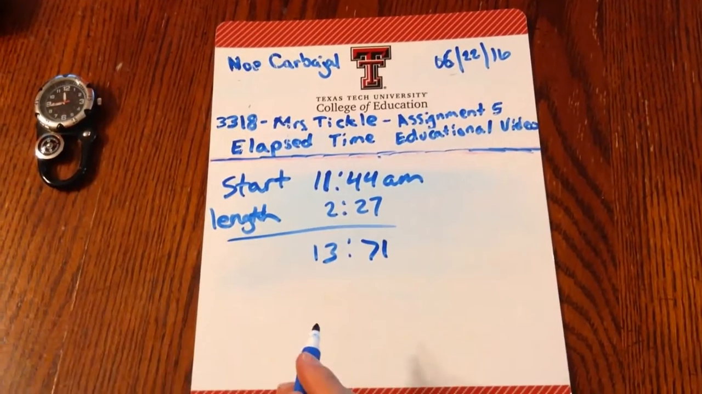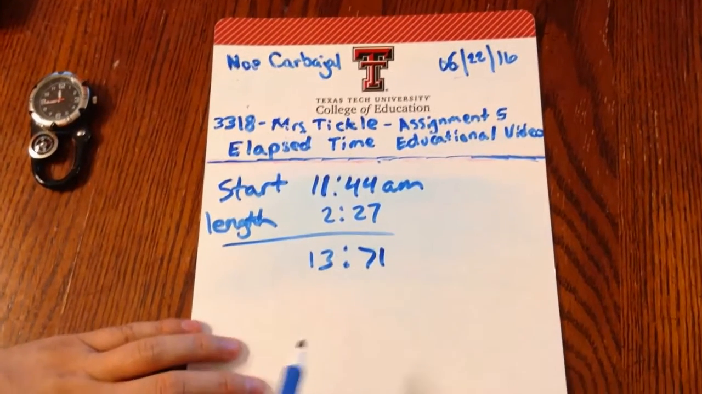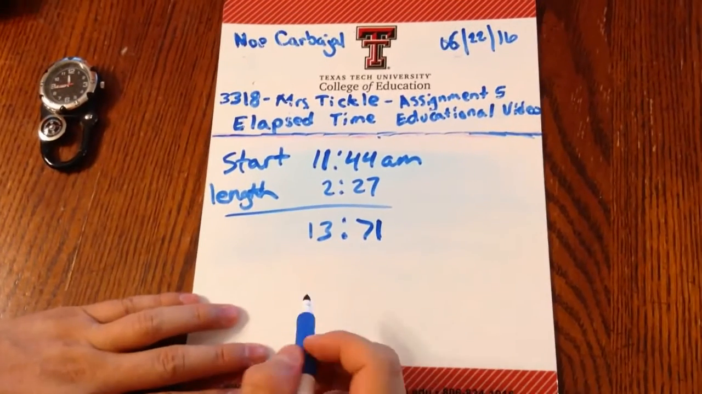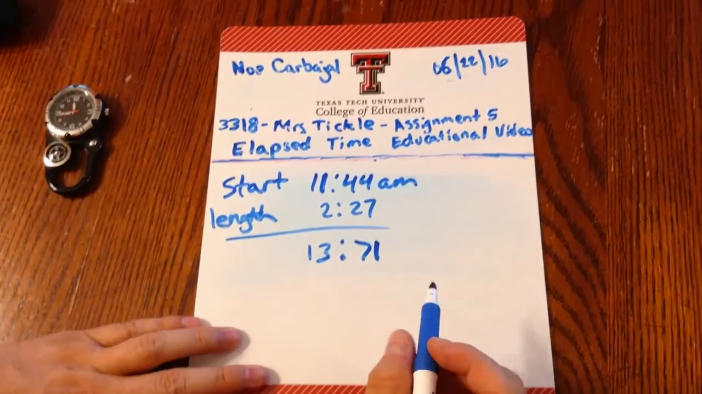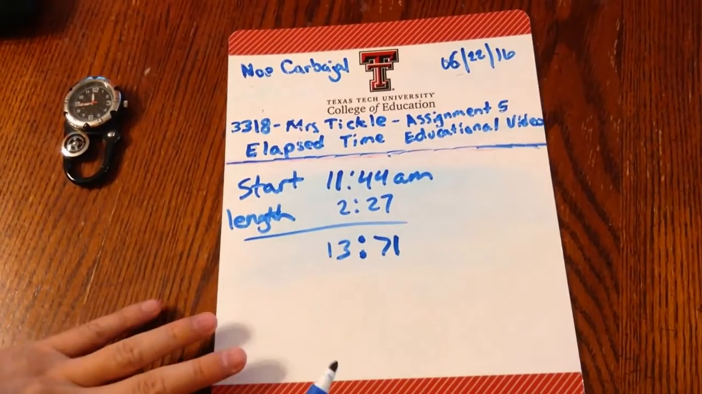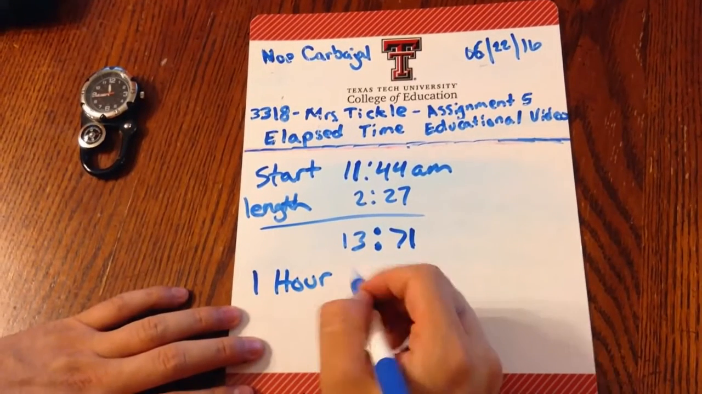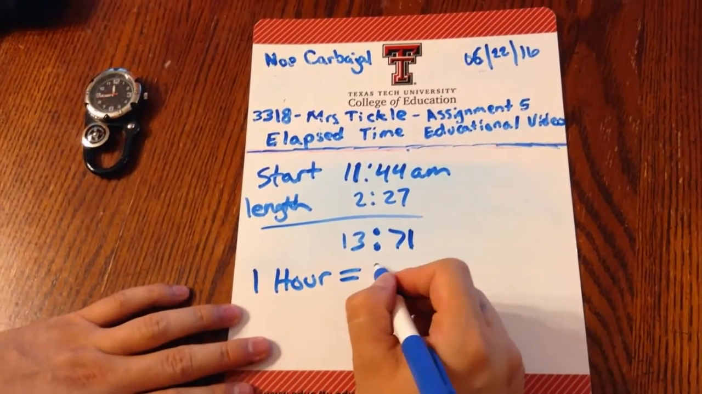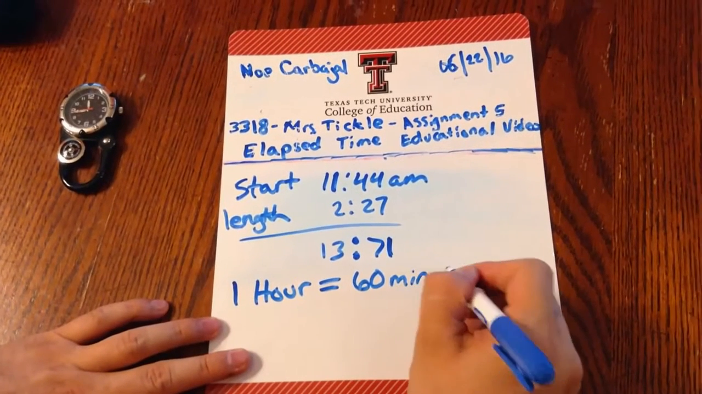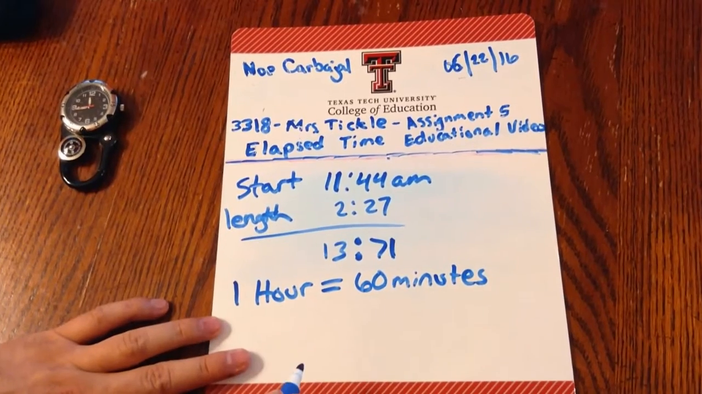So you may be tempted to say that the movie will be over at 13:71, but this is not a real time. There is no such time as 13:71. Okay? And the reason for this is that you're forgetting two things. First thing is that 1 hour is equal to 60 minutes. Okay? And this is a common misconception that students have. You have to remember that 1 hour is equal to 60 minutes.